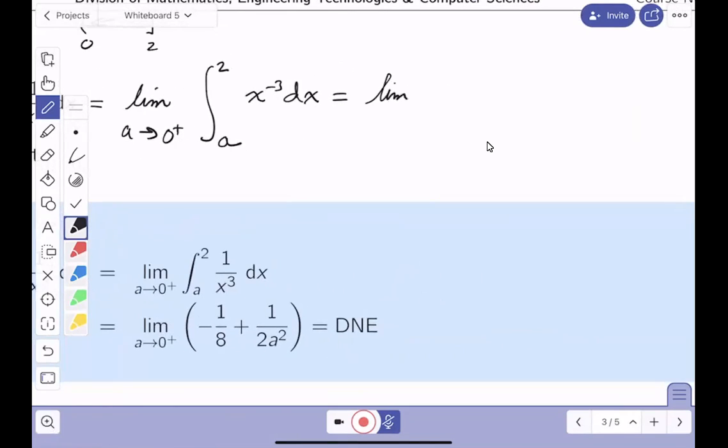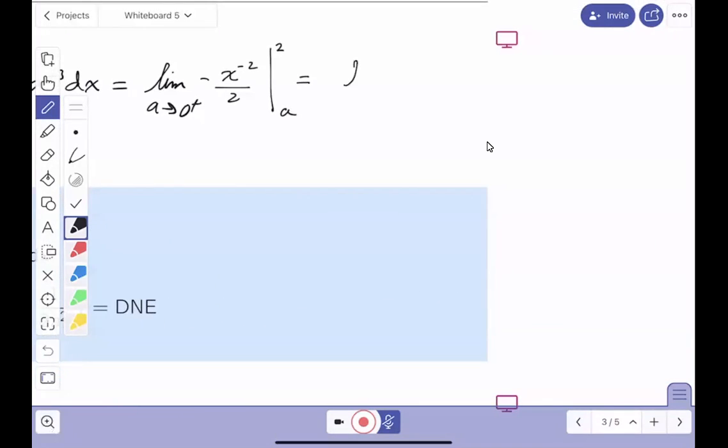Limit as a goes to 0 from the right. The antiderivative is going to be what? Add 1 to the exponent, so x to the minus 2 over minus 2, evaluated from a to 2. Limit as a goes to 0 from the right. The upper limit would be minus 1 over 8, minus the lower limit, which gives plus 1 over 2a squared.